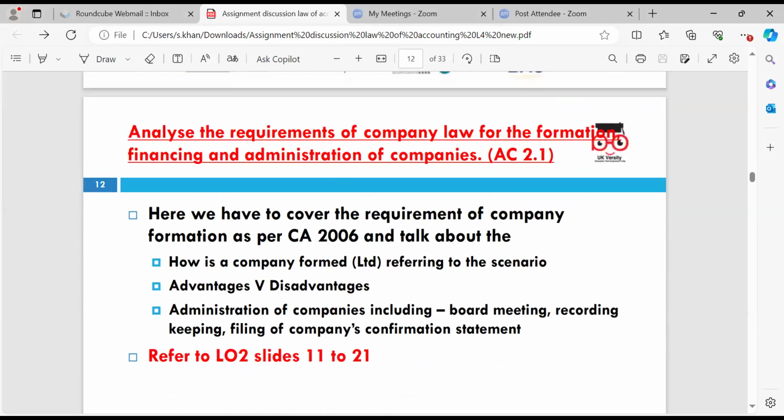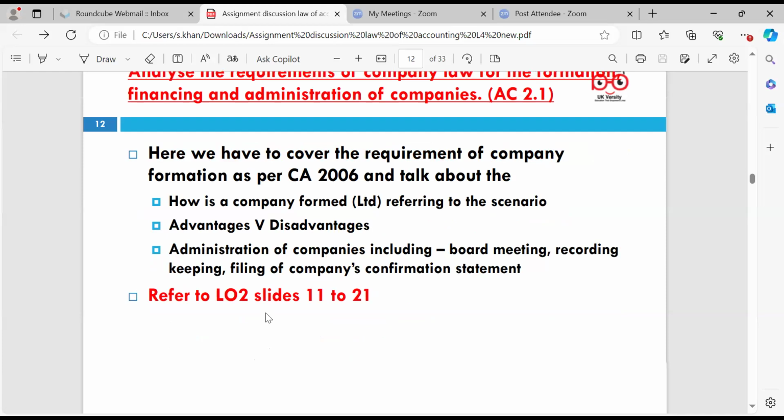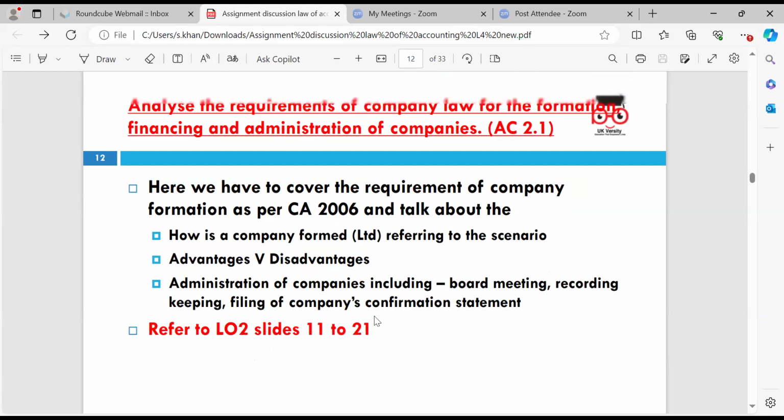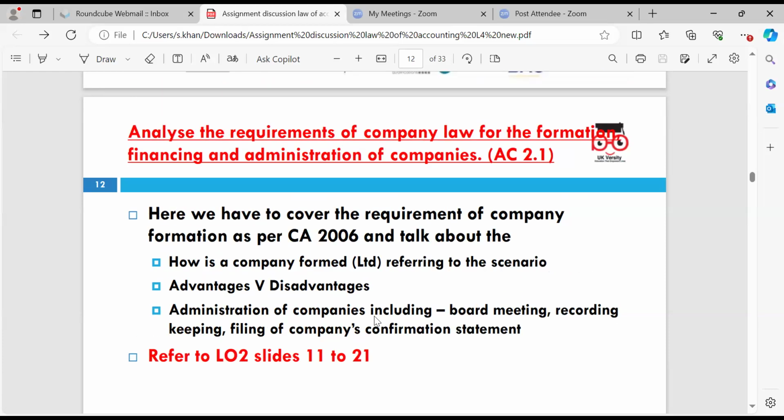So the first one, 2.1. If you do it like I have, as a heading and then write under it, here we have to cover the requirements of a company formation as per Company Act 2006 and talk about how a company is formed, limited, referring to the scenario. So you'd look at Jodie's scenario, advantages and disadvantages. You'd look at administration of companies, including board meetings, recording, filing of companies' confirmation statement. And this is looking at learning outcome 2, slides 11 till 21. And that would answer your question. That's where you would find it.